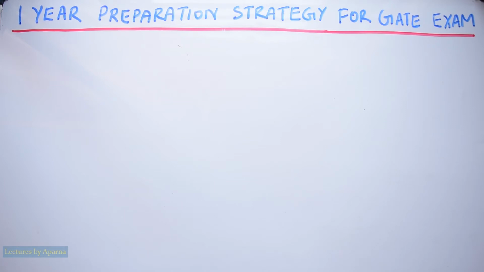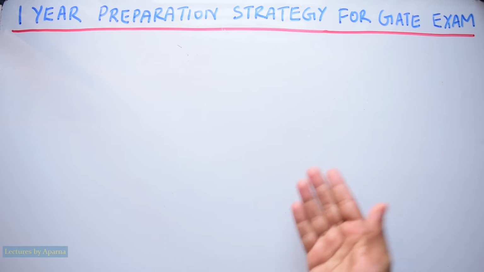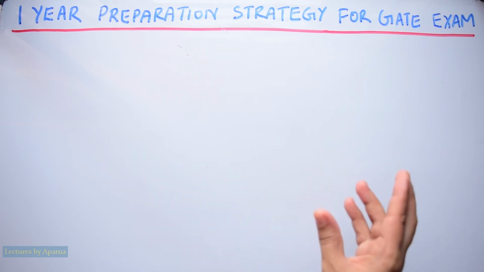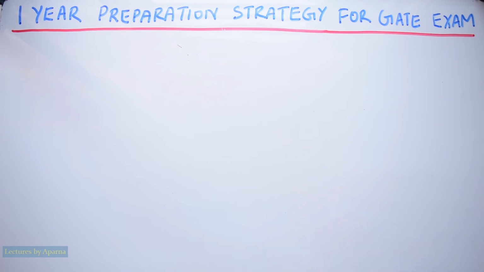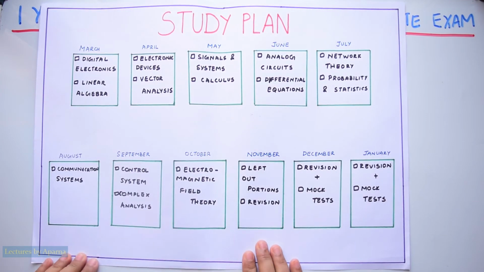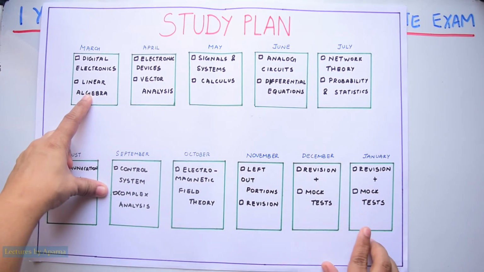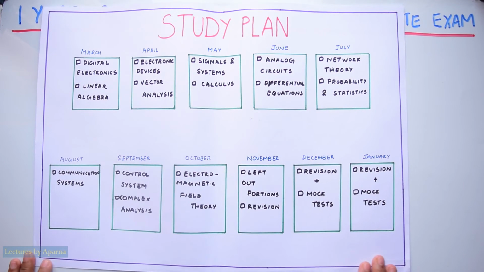Now let us go to the main part of this video, that is month-wise planning of your studies. My stream is Electronics and Communication. So in the study plan that I am showing you, you can replace the core subjects with your subjects and plan accordingly. So this is the study plan I have made, from March to next January. You can take a screenshot of this if you need.